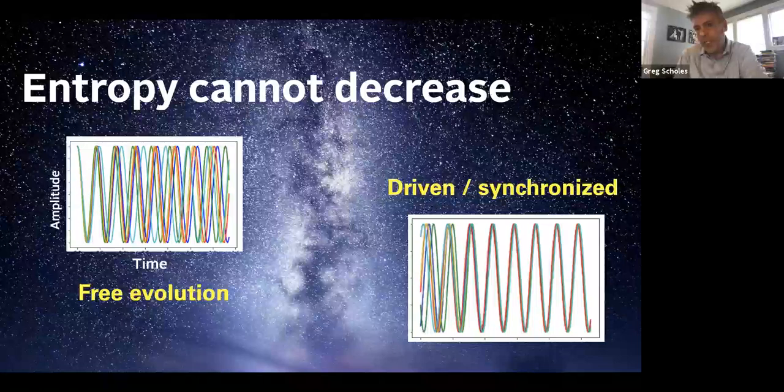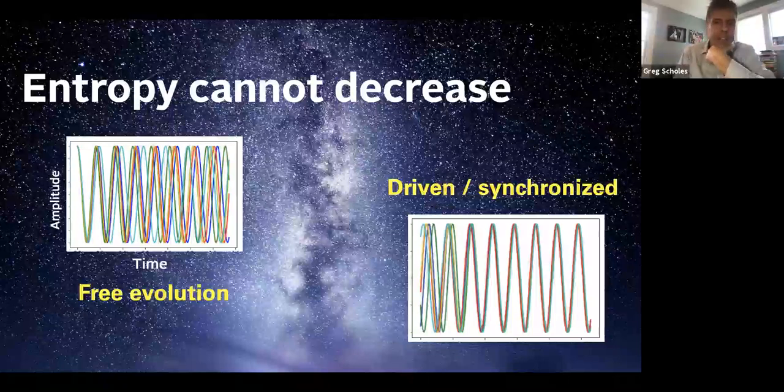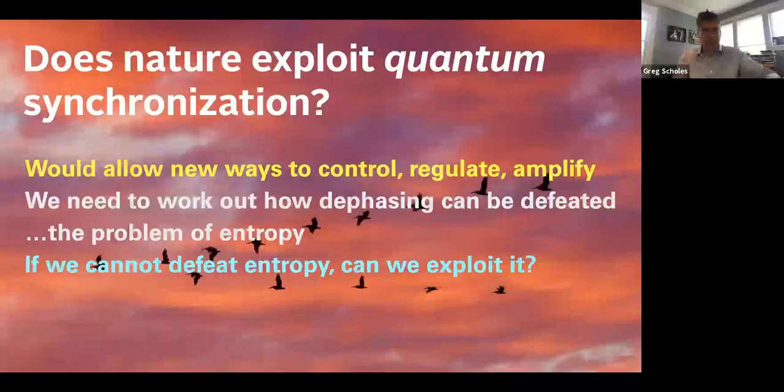This is why the atmosphere stays around the Earth, for instance. It's held there by gravity. Entropy would have it dispersed throughout the universe, all those gases. And so this is the driven oscillators down the bottom. I think it's an interesting discussion point.